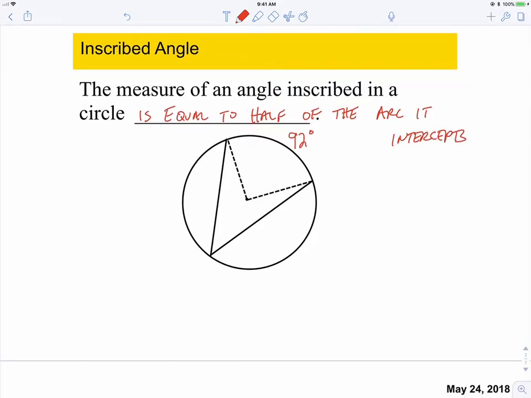Okay, so in this case, if I had 92, half of that would be what, 46 degrees? Because here's my inscribed angle. And the arc that's in the mouth of that angle is right here, and that's 92. And we just learned that the angle, the inscribed angle, is half of that arc. Now, I also know that the central angle intercepts the same arc, so that central angle is 92, but the inscribed angle is 46.